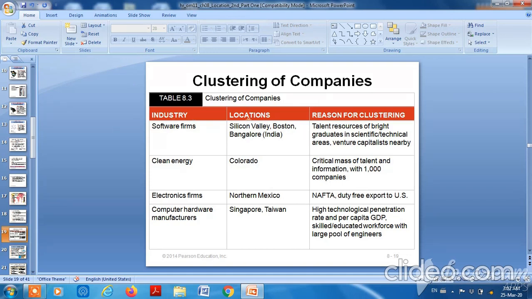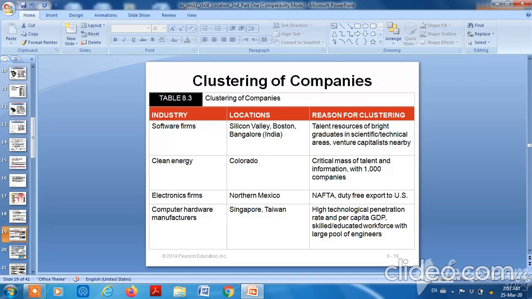Industry, location, reason for clustering. Industries: software firms, clean energy, electronics firms, computer and hardware manufacturers. Location: software firms, you can find these firms in Silicon Valley, Boston, Bangalore, India. Reason for clustering: talent resources of bright graduates in scientific, technical areas, venture capitalists nearby.